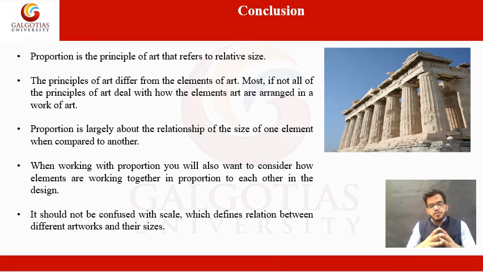When working with proportion, you will also want to consider how the different elements are working together to form a composition, and similarly, while being in proportion to each other in a design. It should not be confused with scale, which defines the relation between different artworks and their sizes. So as there is a difference between ratio and proportion, there is also a difference between scale and proportion. The scale can be defined as the different sizes of similar kinds of elements together in a composition to form a better form of design.